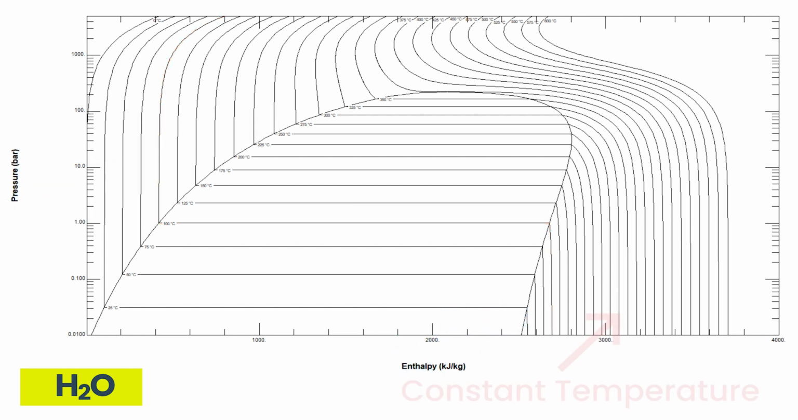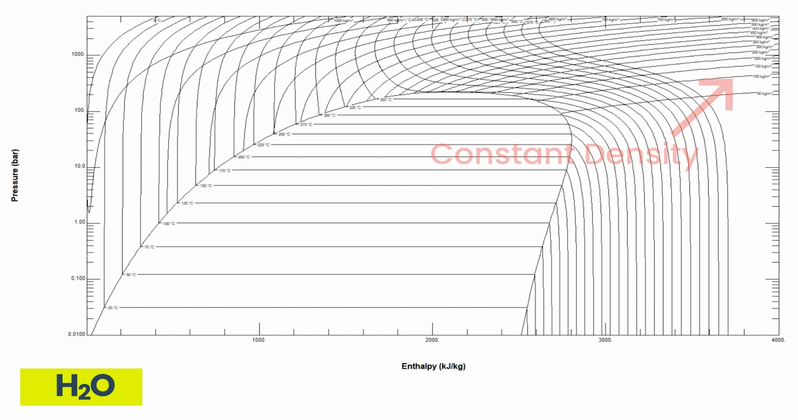Now there's all sorts of other lines that we can get on these diagrams. I've omitted them here just for clarity, but here you can see what it looks like when I add constant density lines. Now density is kilograms per cubic meter, but sometimes what is plotted is specific volume, which is just the inverse, meters cubed per kilogram. It doesn't change what the lines look like, it just changes the number next to them.